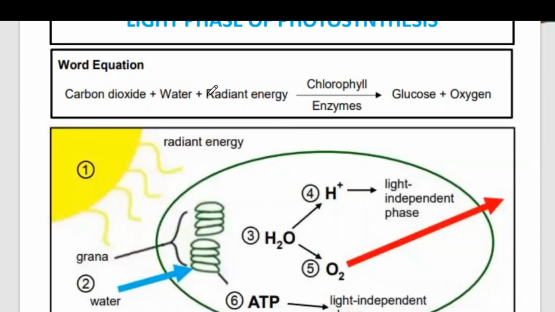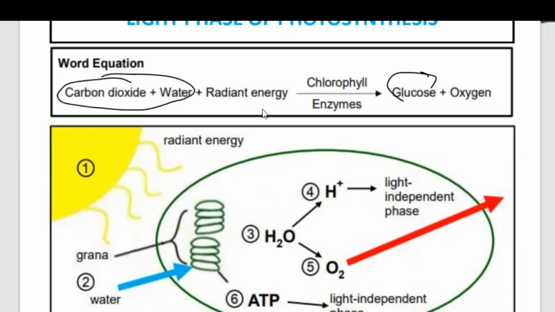This is just the word equation of photosynthesis: carbon dioxide plus water plus radiant energy, trapped by chlorophyll in the presence of enzymes, produces oxygen and glucose. They can ask you what the raw materials for photosynthesis are. The raw materials, or what is needed, are these two. The major product of photosynthesis is glucose.